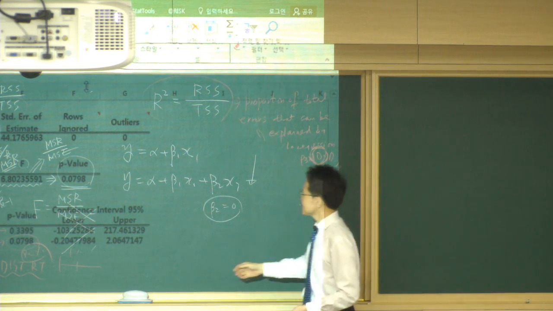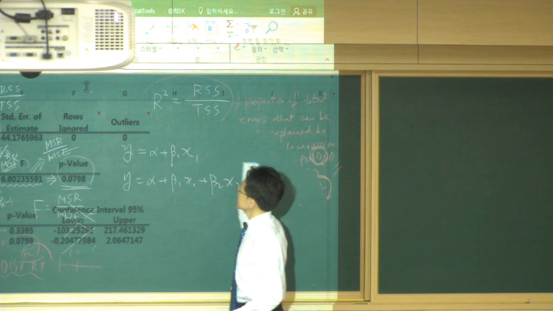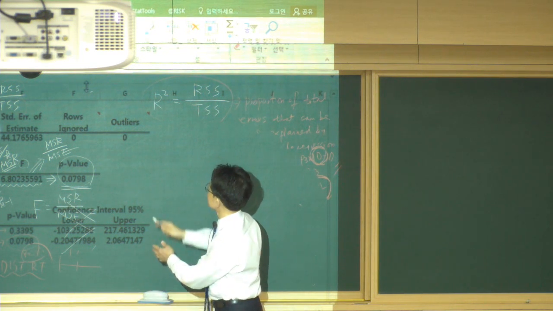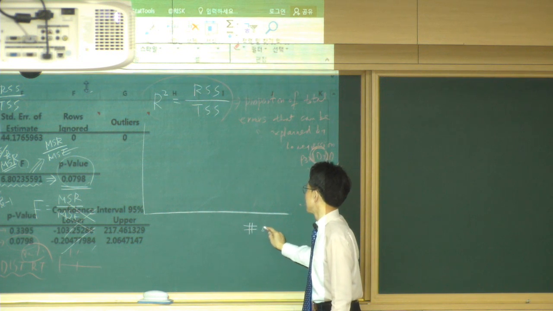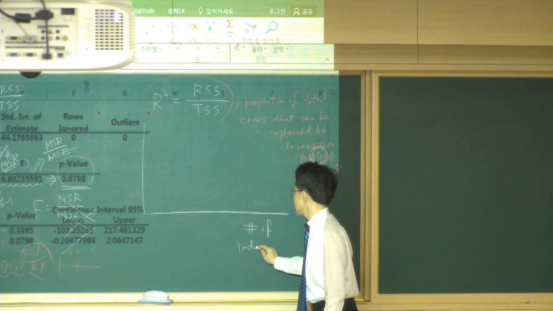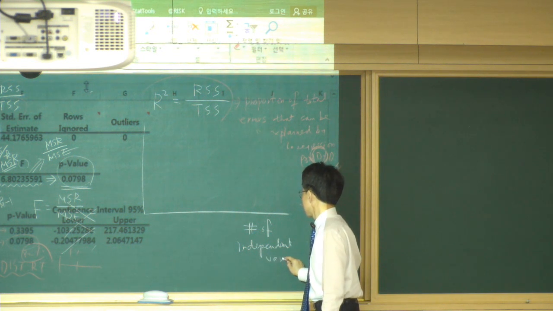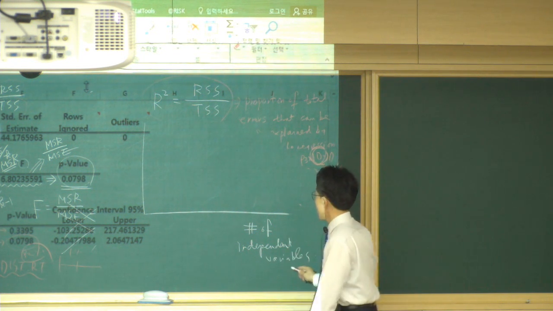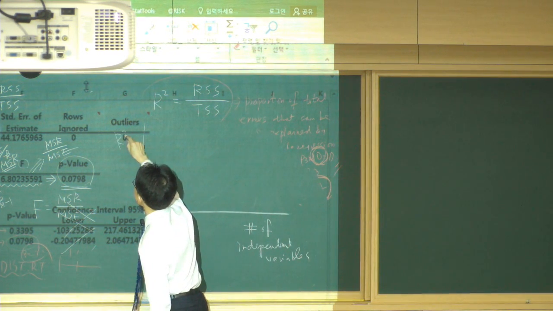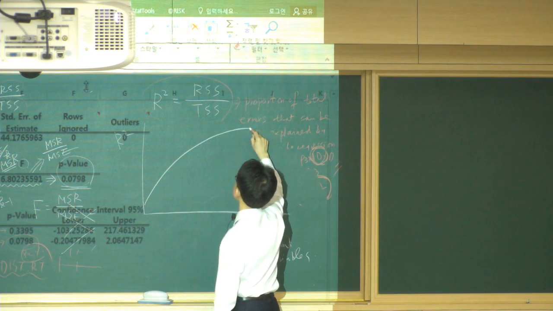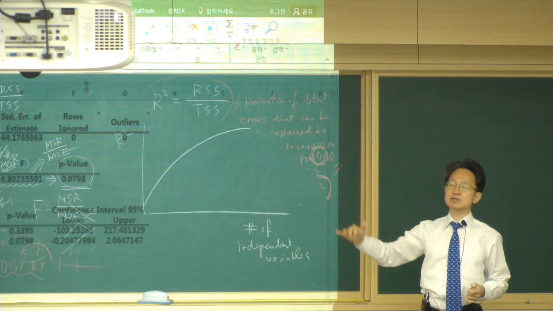And therefore, whenever you add one more independent variable, let's say that's the number of independent variables, as you increase one more independent variable, R squared never goes down. It goes up or it stays the same.